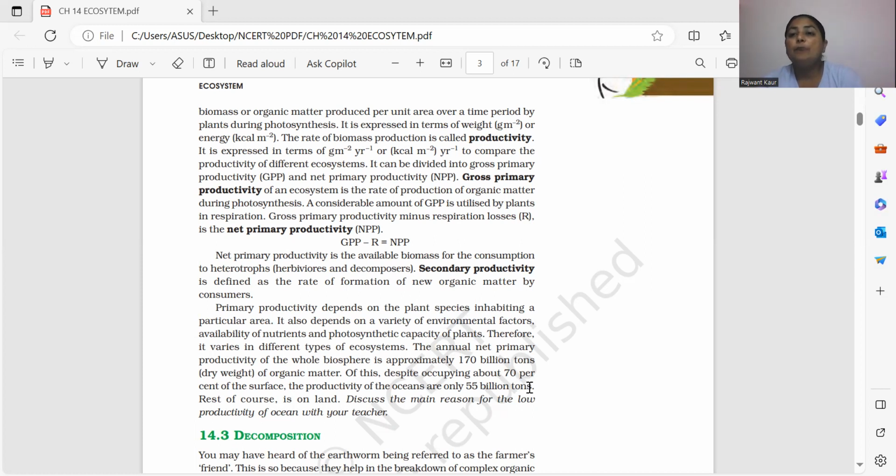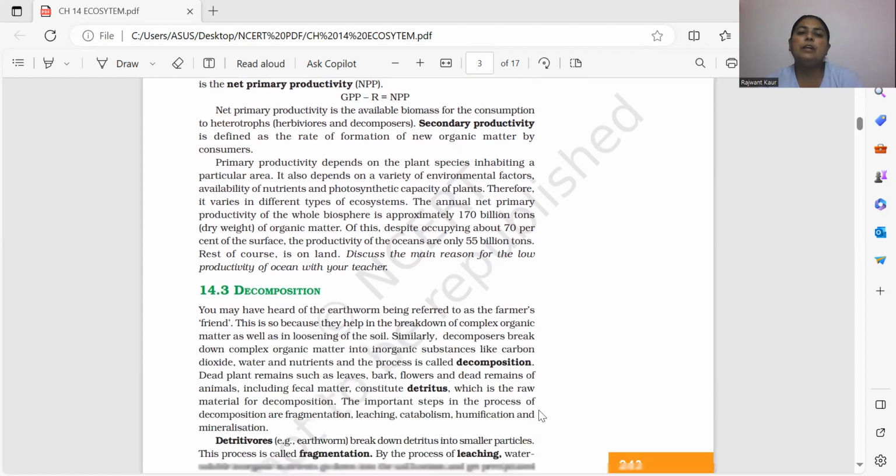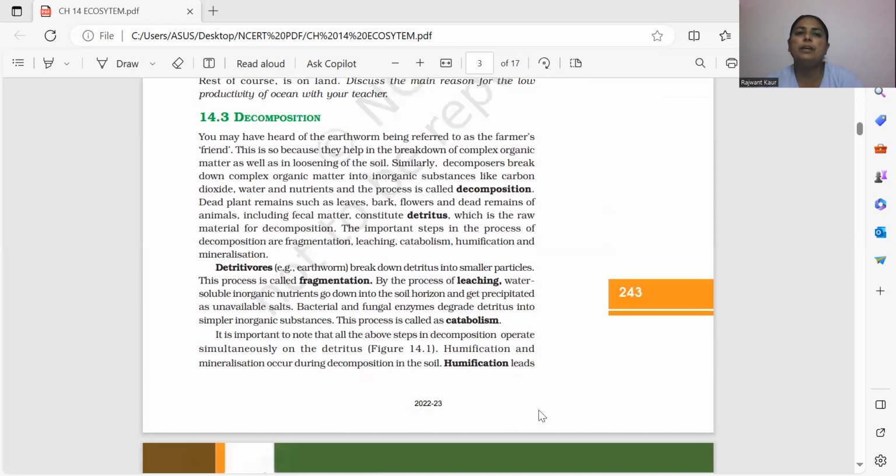And in the case of a forest ecosystem, the chief producers are the tall trees with leaves having larger or expanded lamina. Okay, students, we are proceeding with the next topic. Our next topic is decomposition.